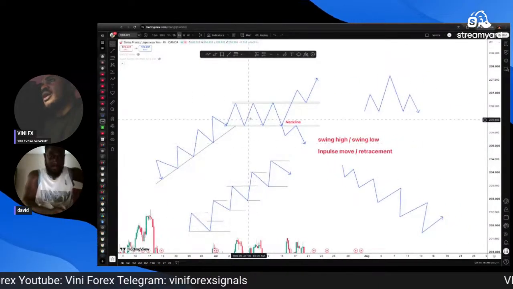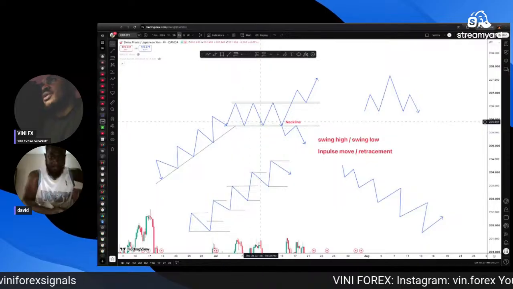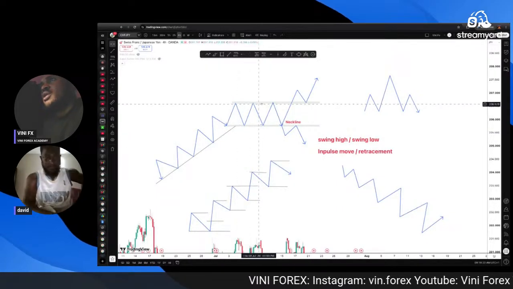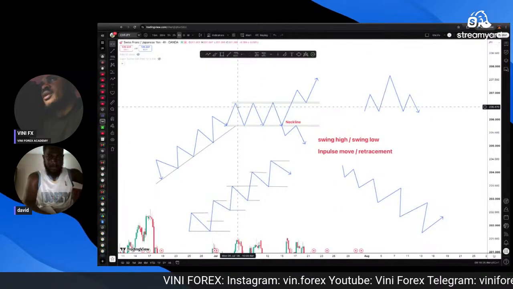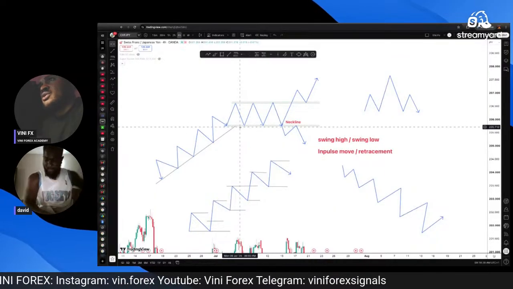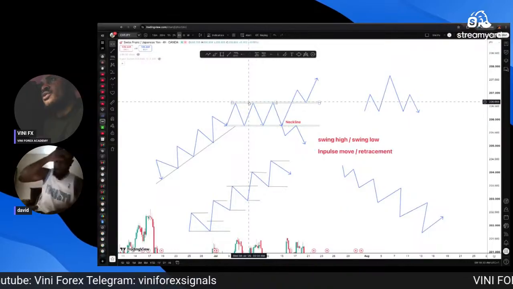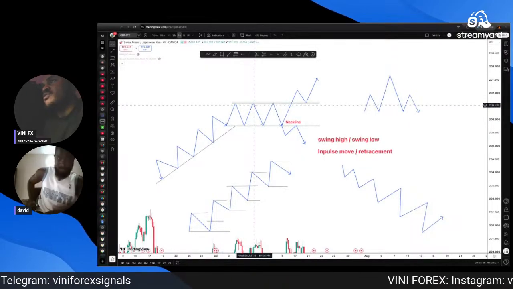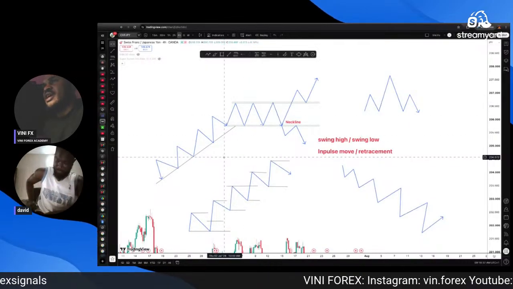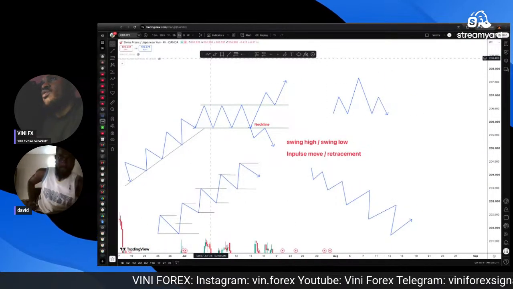Okay, so I have taught you double top or triple top already, equal highs. So I've also taught you an equal low. And so you now know that the same way you have equal highs, you can have an equal low. I've taught you about that.